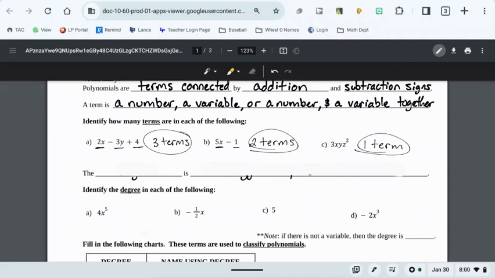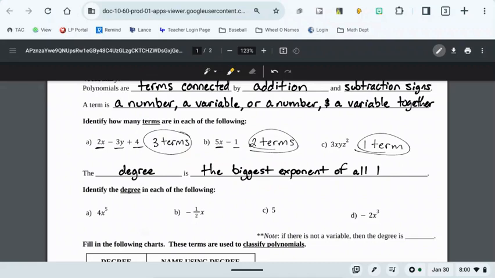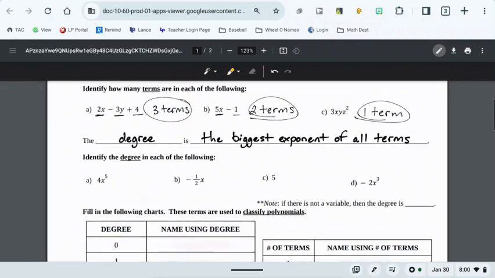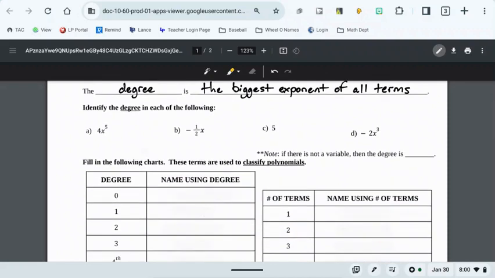Okay, so next we're going to talk about degree. The degree of a polynomial is the biggest exponent of all terms. That should say terms, not time. Not the biggest exponent of all time. The biggest exponent of all terms. So if we look at all the terms in the polynomial, the degree is the largest one. So identify the degree in each of the following.